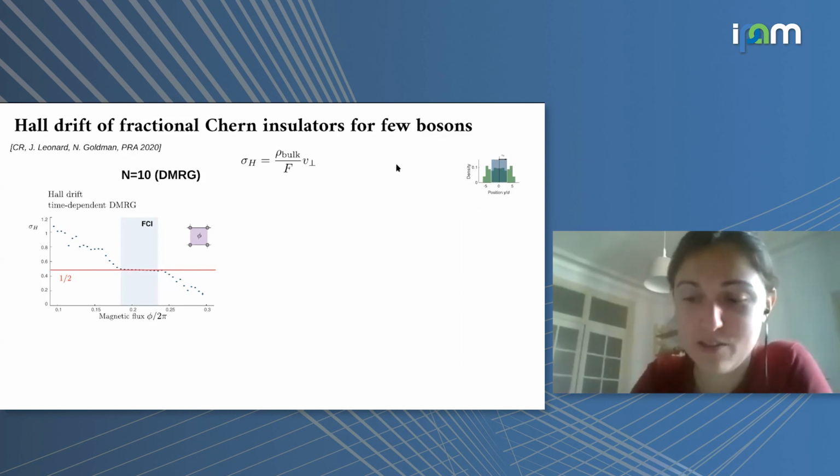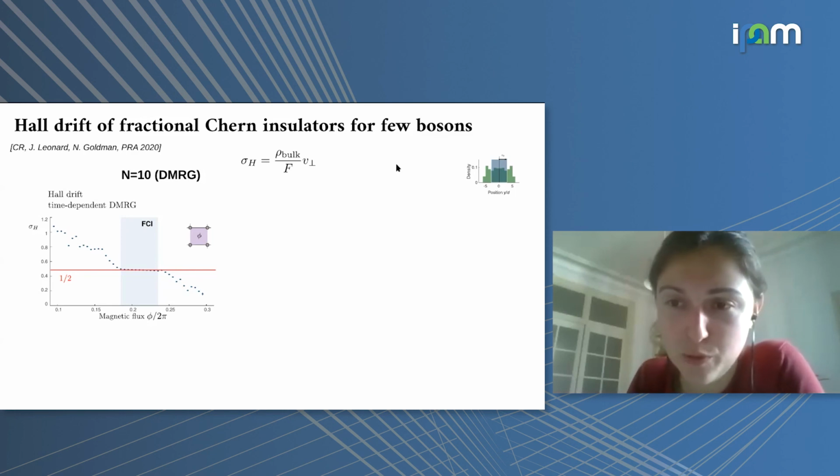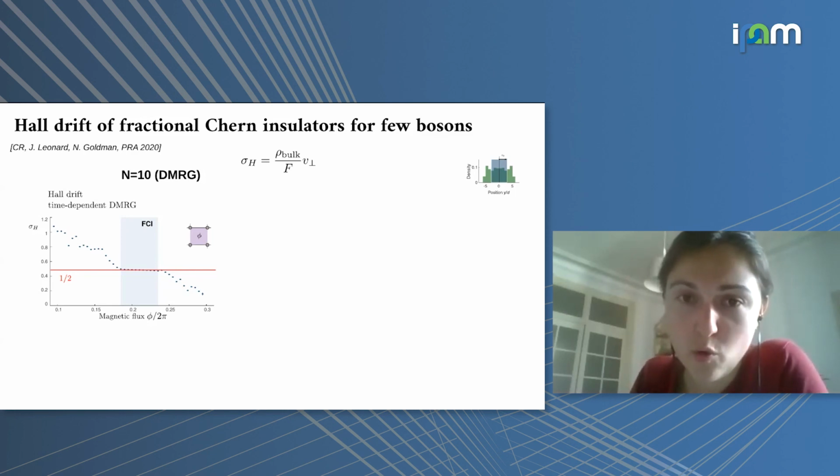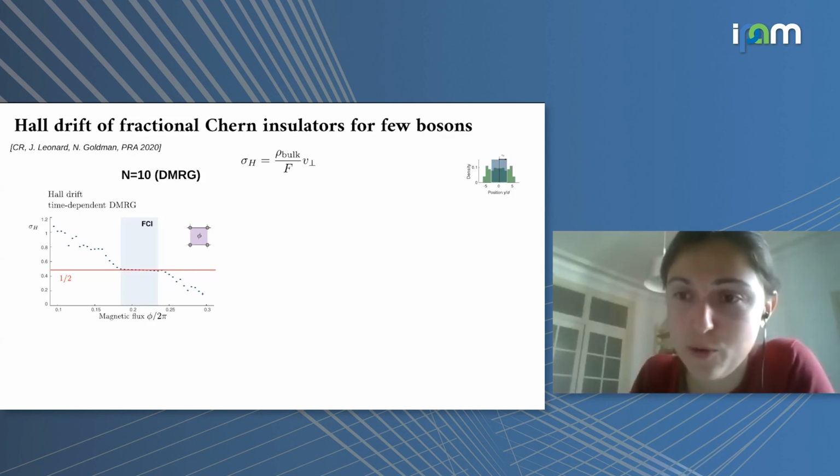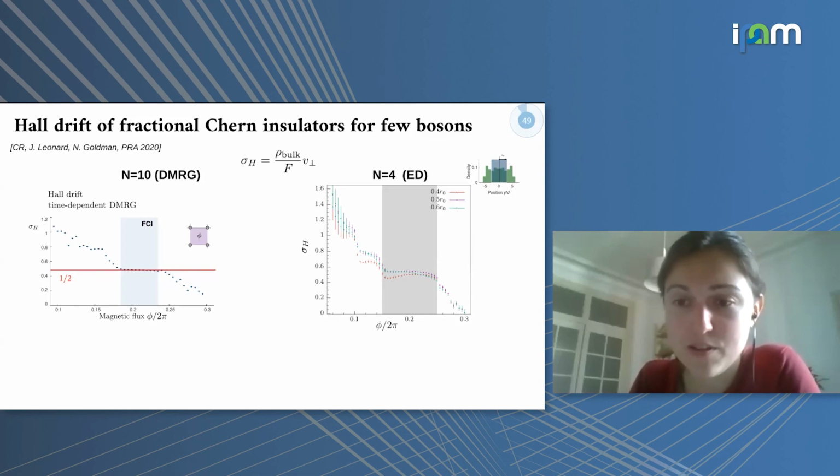So here is the same result again, and now I just wanted to show you what the same protocol looks like if instead of having 10 Harper bosons, you only have 4, which seems like a ridiculously small number, but somehow you still do get some plateau features in the Hall drift.